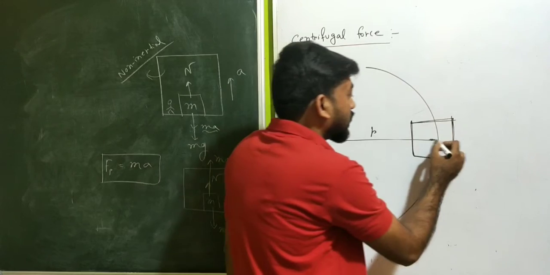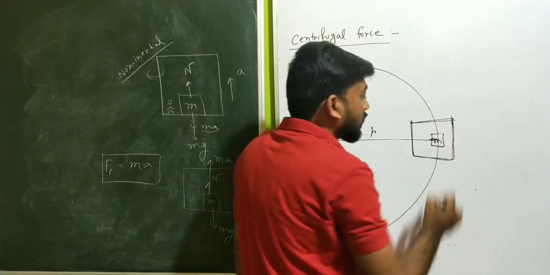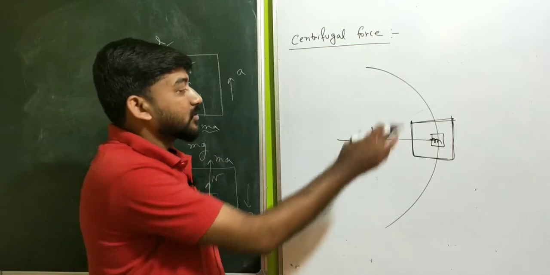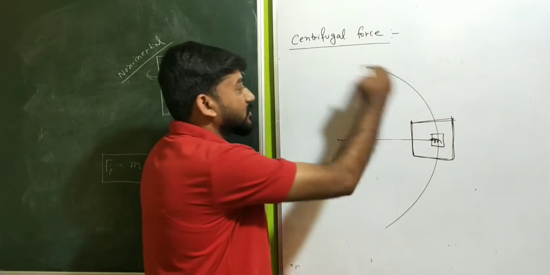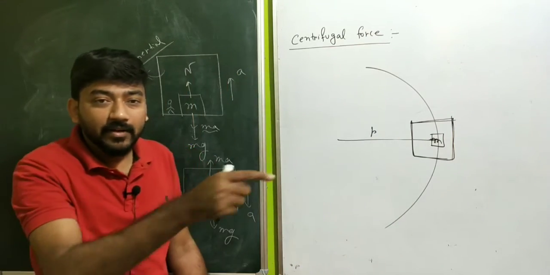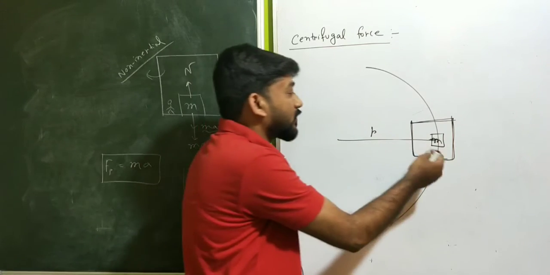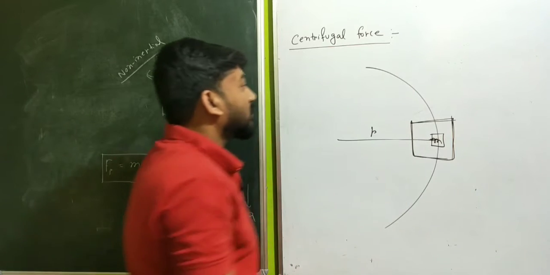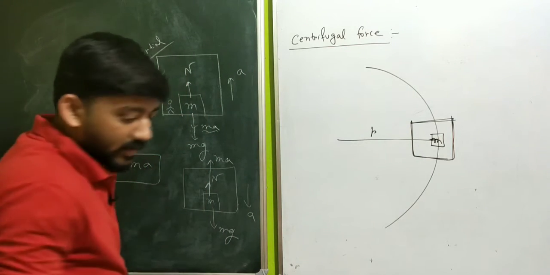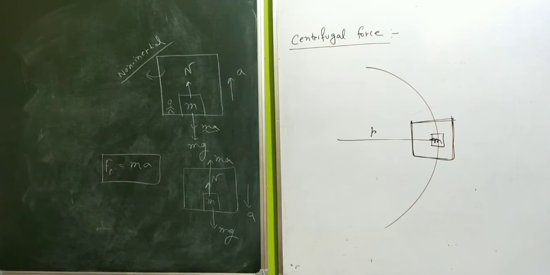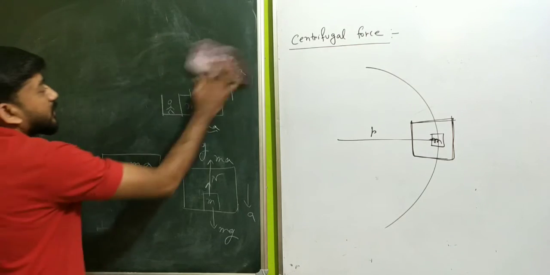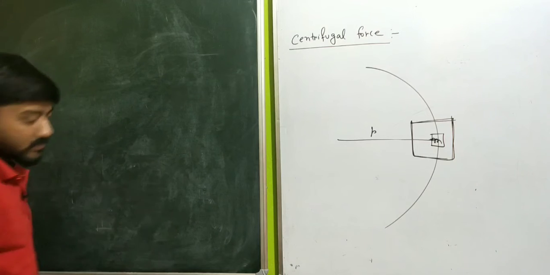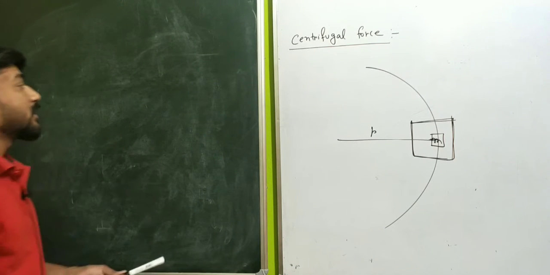Now if there is an object of mass m, if a boy is sitting on the merry-go-round, and suppose the merry-go-round is rotating along a horizontal circle, so what will happen? The frame is rotating along the circular path, and we have discussed in the last class centripetal acceleration as well as centripetal force. Centripetal force is a real force, and this is due to the centripetal acceleration.